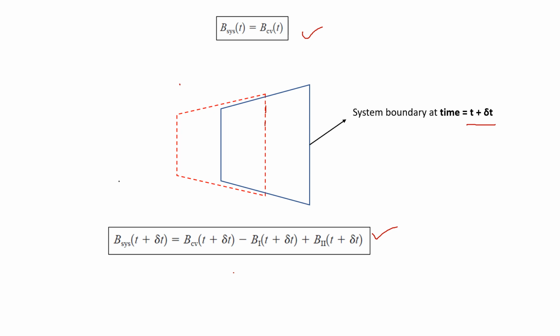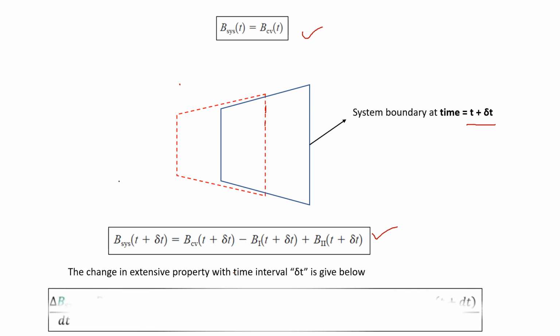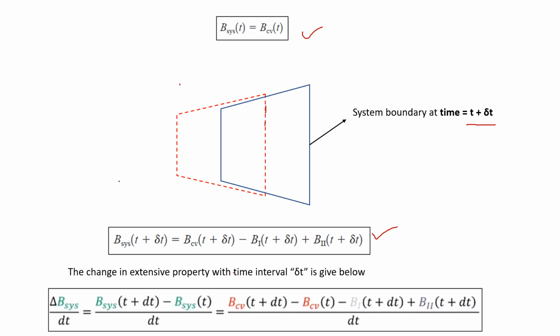So moving forward, what we are more concerned about is the change with respect to time, because we are dealing with fluid kinematics, and in fluid kinematics the fluid is flowing, and we are more concerned about the geometry of flow, and that geometry of flow is going to change with respect to time. So the change in extensive property with time interval delta t is given below in this form. So what we are more concerned about is the total change with respect to time in the system. So this is what this equation becomes when we see the total change in the extensive properties of the system with respect to time delta t.